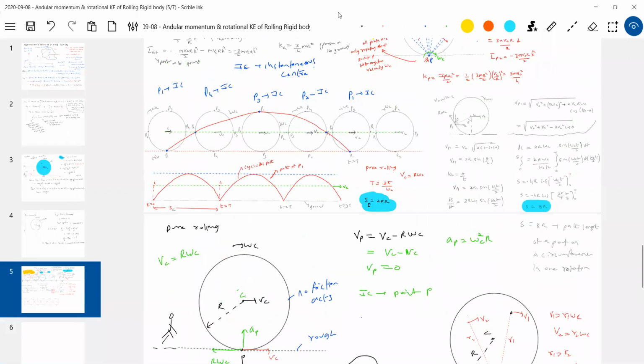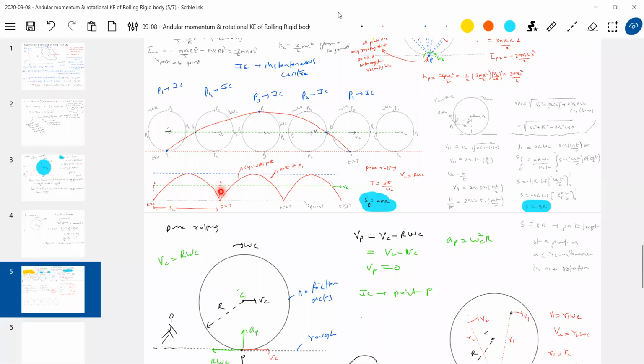So when will this discussion come? In pure rolling only. In pure rolling only we are discussing this. And the path of any point on the circumference will be cycloidal. So with every one time period of revolution, it comes and strikes the ground. And the center of mass will be moving straight.